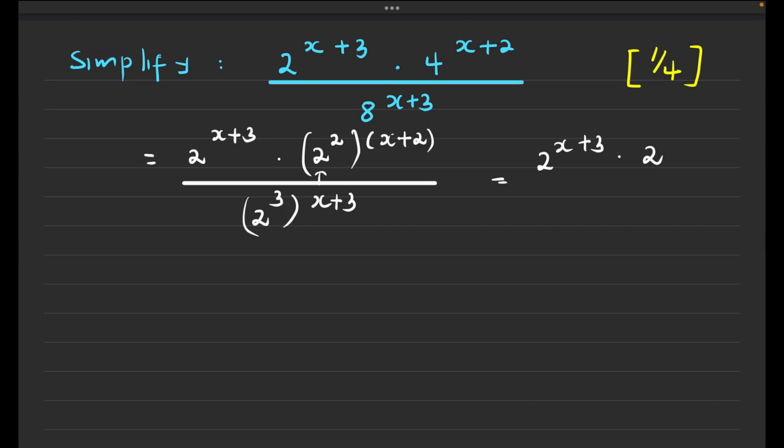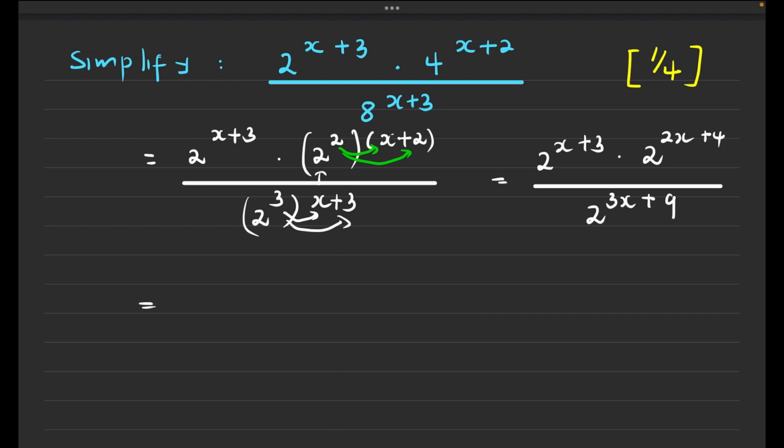Now using the power rule, this 2 is going to multiply everything here. So 2 times x, that is 2x, and then 2 times 2, that is going to be plus 4. Divide all of this by, so we're going to say 3 times x and 3 times 3 right here. So it's 2 to the power 3x plus 9. Okay, fine. So now that we have gotten to this step, let us continue.